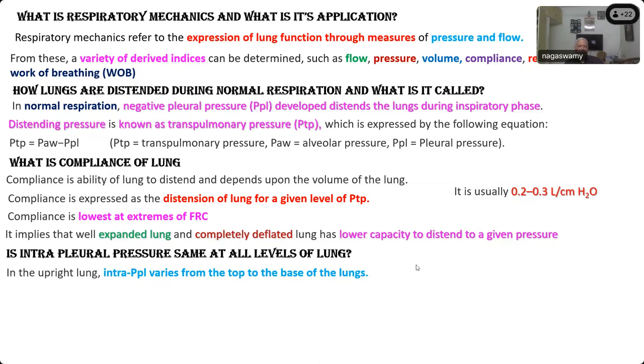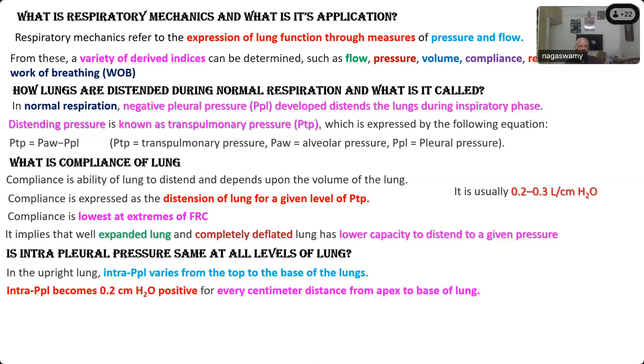Okay, this is a very important basic physiology. All of us should remember it very well. So intrapleural pressure becomes 0.2 centimeters positive for every centimeter distance from the apex to base of the lung. Normally it is negative, isn't it? But when it comes down from the apex to the base, gradually it becomes less and less negative, or more positive.